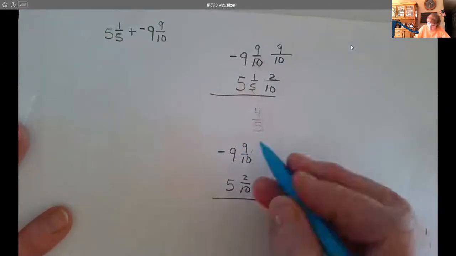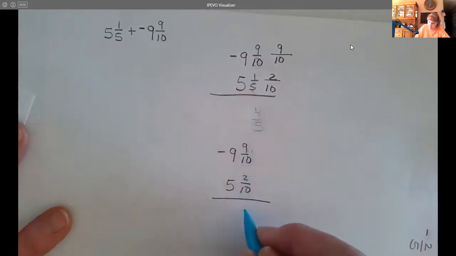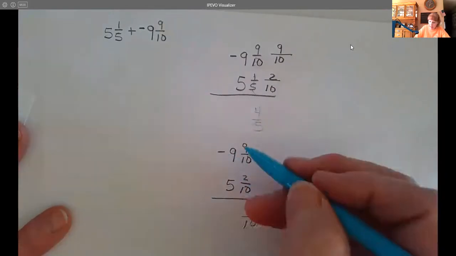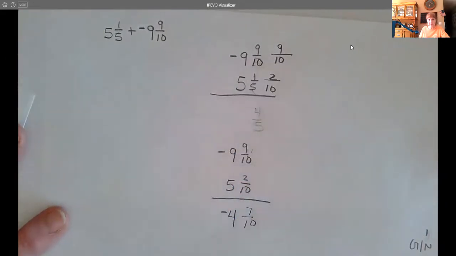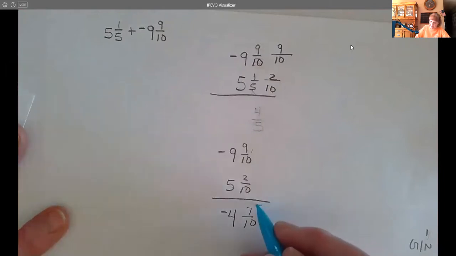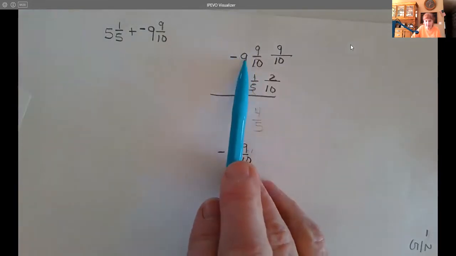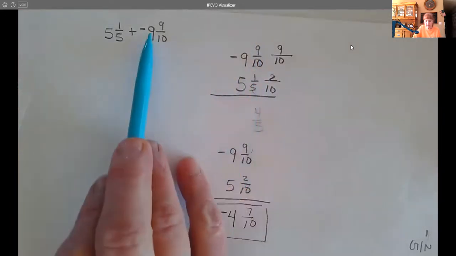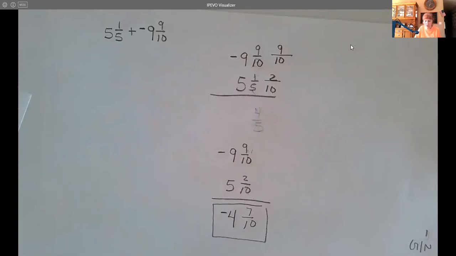So when I combine these two, these are negatives and these are positives, I'll have 7/10 negatives left, and I'll have 4 negatives here. So your answer is a -4 and 7/10. So you're subtracting. Your answer will be negative since you have more negatives, but go ahead and put this one in on top and this one underneath. Okay, put the larger one on top and that one underneath. Okay, let's try another one.